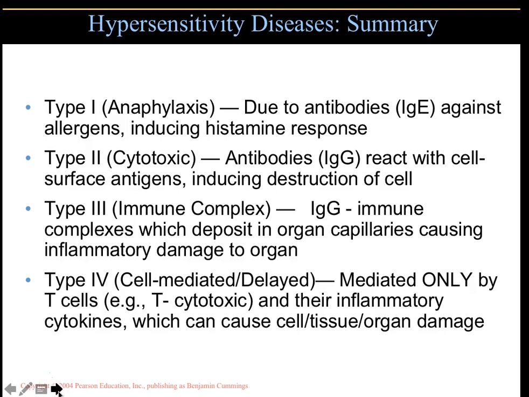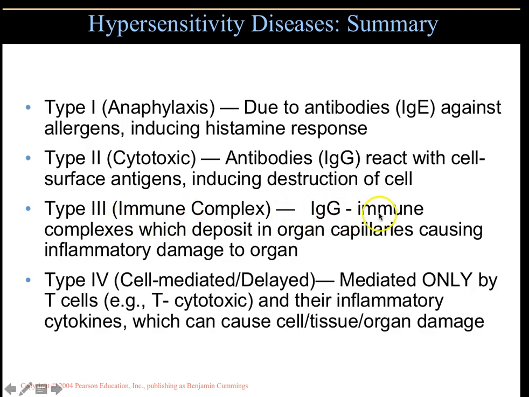So this is a summary slide, and we're almost done. So we have 4 types of inappropriate harmful immune reactions. Type 1 anaphylaxis due to IgE, inducing histamine. Type 2 cytotoxic, where IgG react with cells that have antigens on them, and along with complement destroy the cells. Type 3 immune complex, where you have IgG antibody, but it's a small fragment of something.